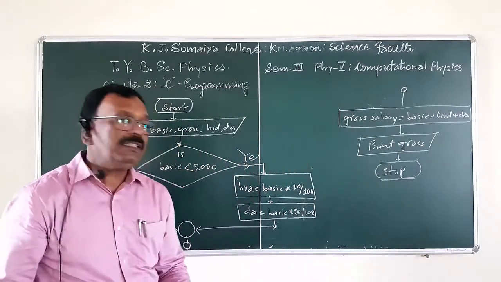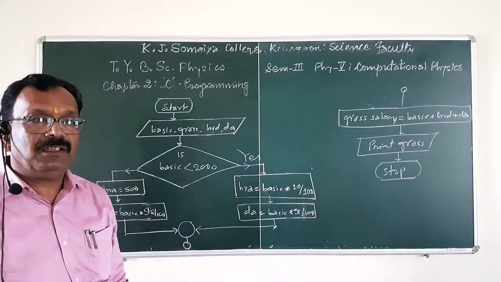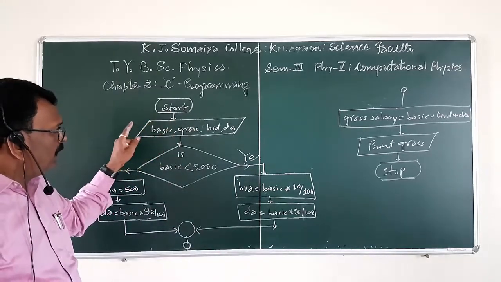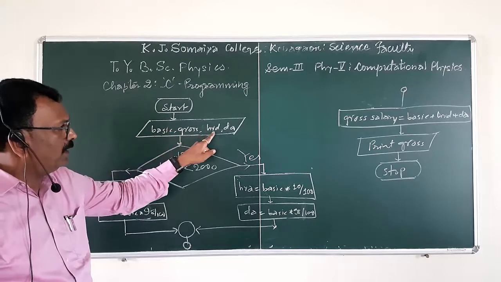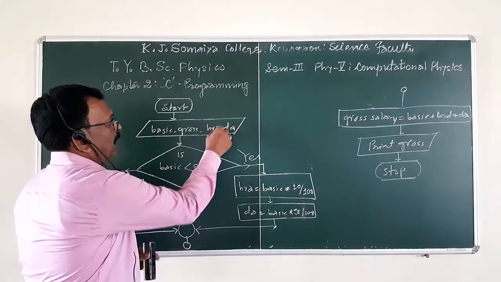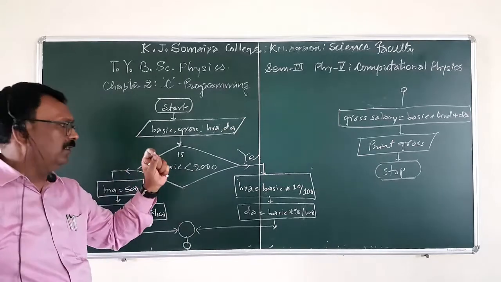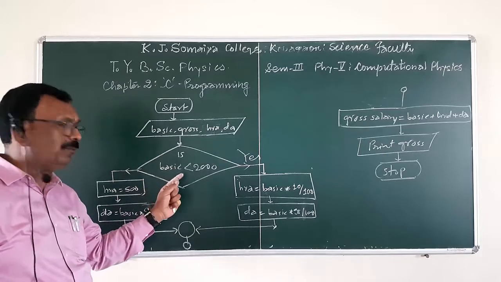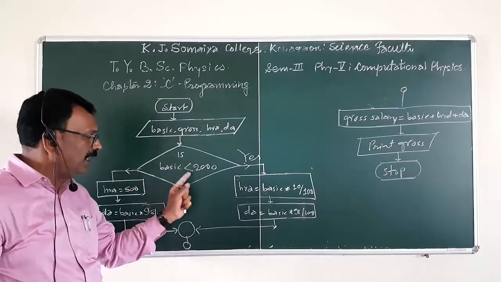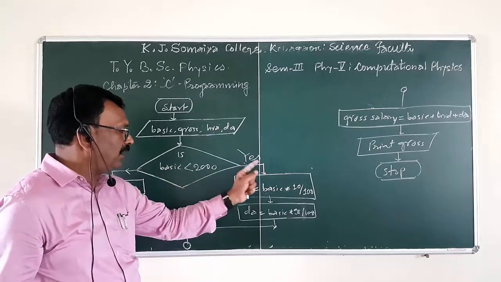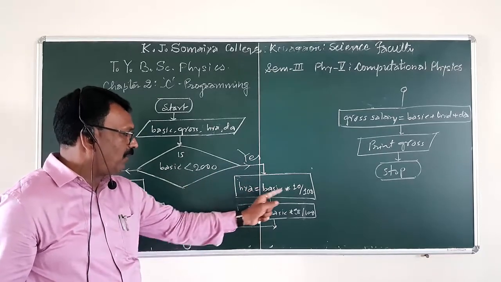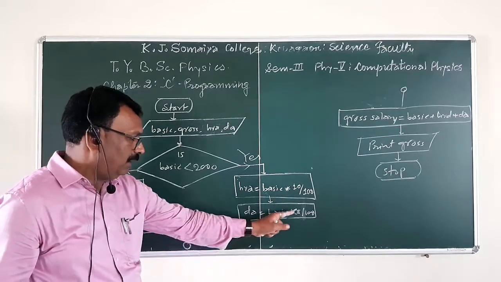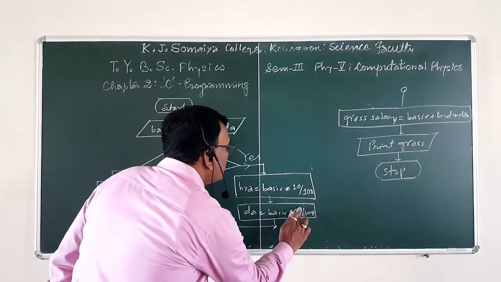See here, very simple logic of the program. Start, then enter the input basic, gross, HRA and DA. First, when you enter the basic, it is going to check the condition for basic. Is basic less than 2000? Yes, basic is less than 2000. Then here calculation is done for HRA of 10% of the basic and DA, that is 90% of the basic.